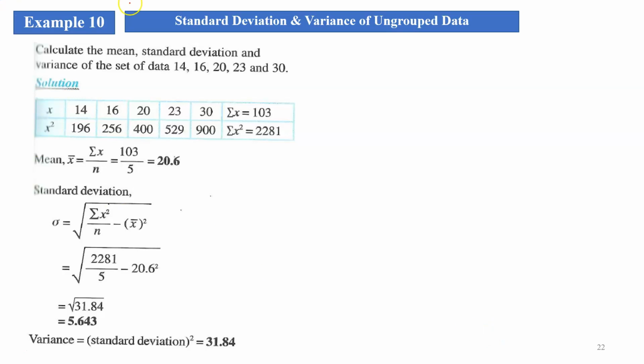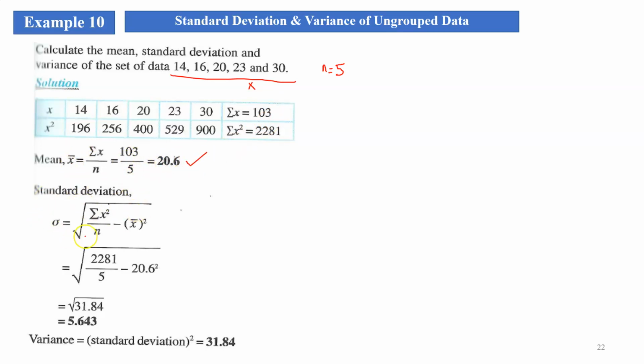Okay, tengok contoh standard deviation and variance for ungrouped data. Calculate the mean and standard deviation and variance of a set of data. So you have five numbers, your n is 5. You susunlah dia ikut yang kecil ke besar, 14, 16, macam ni kan. So these are all your x. You start with the formula for mean, x bar, summation of x divide by n. You tambahkan, hasil tambah semua ni, you dapat 103 divide by 5. So this is your mean.